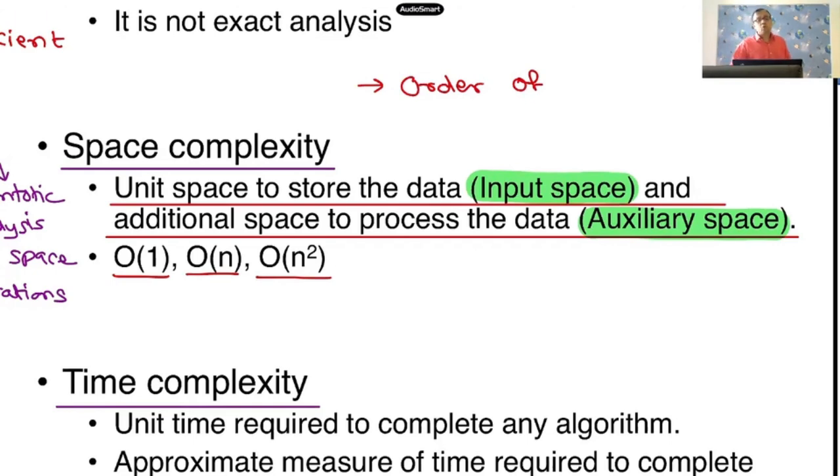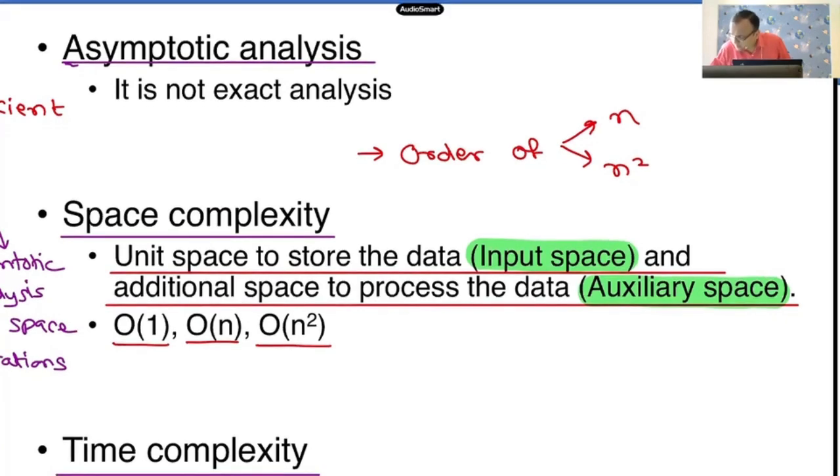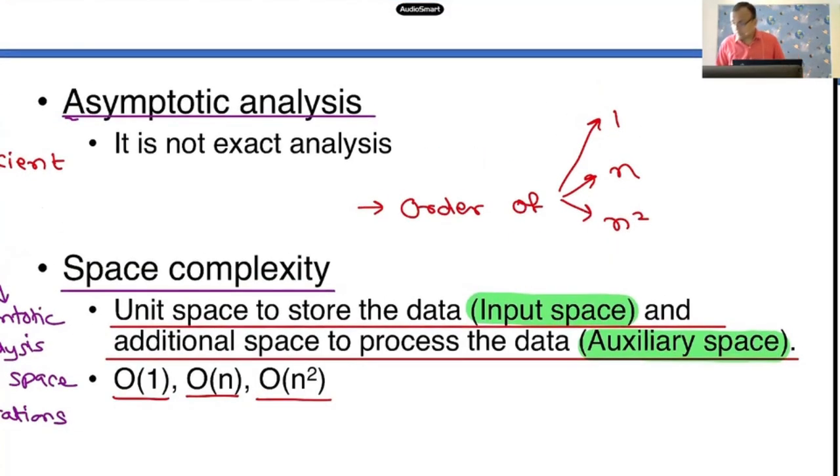Technically, it is called big O notation, but I always read it as "order of". You say order of n, or order of n square, or sometimes order of 1. So what do you mean by order of 1? The order of 1 simply means it is a constant. It is not changing with respect to something.